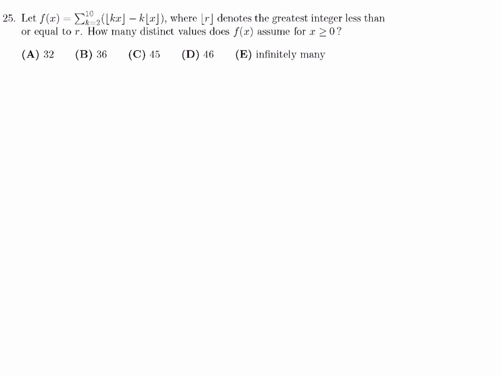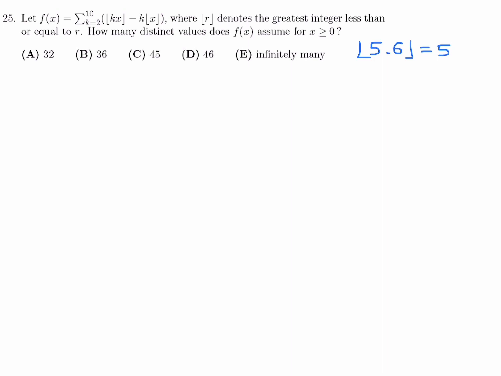Let f of x equal the sum from k equals 2 to 10 of k times the bracket of kx, minus k times the bracket of x, where bracket r denotes the greatest integer less than or equal to r. How many distinct values does f of x assume for x greater than or equal to 0? So for example, bracket 5.6 is equal to 5. It's the greatest integer less than or equal to the value inside the bracket.